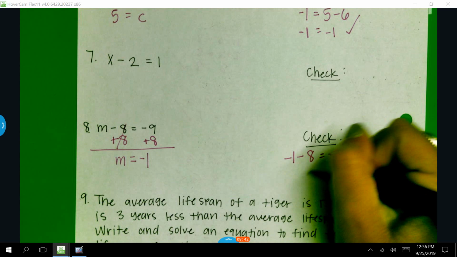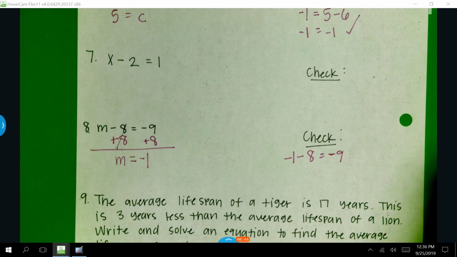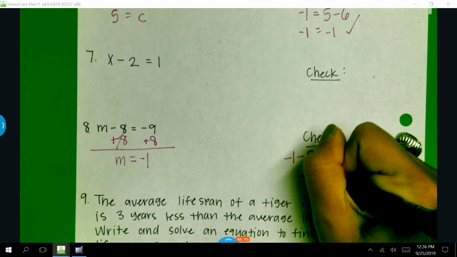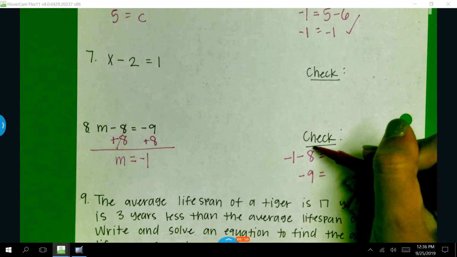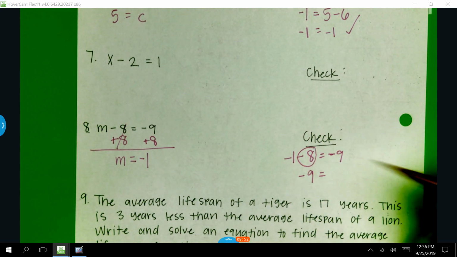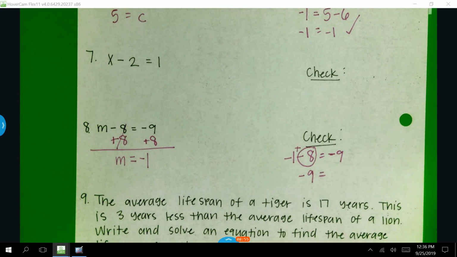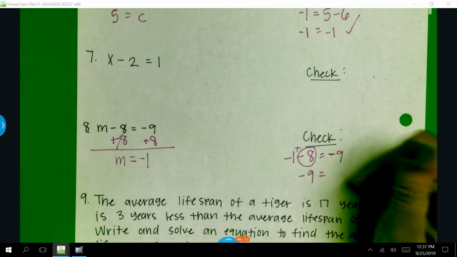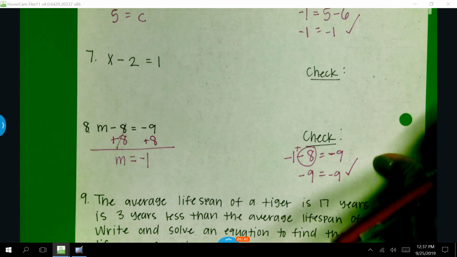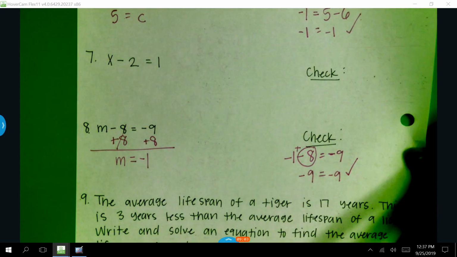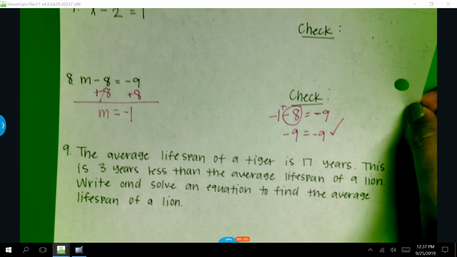So then what's negative 1 minus 8? Negative 9. Remember that this, you circle, becomes a negative 8. You add that plus sign in between. So negative 9 checks out. So the answer is correct.